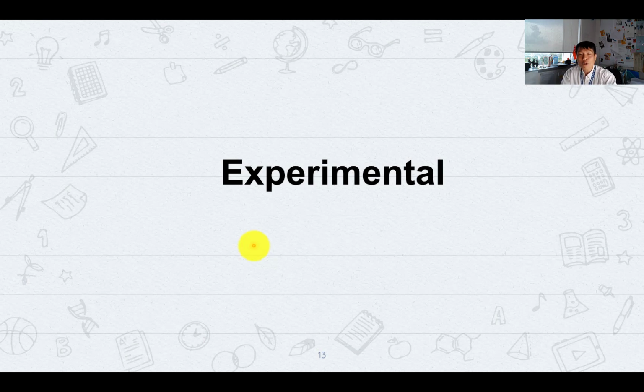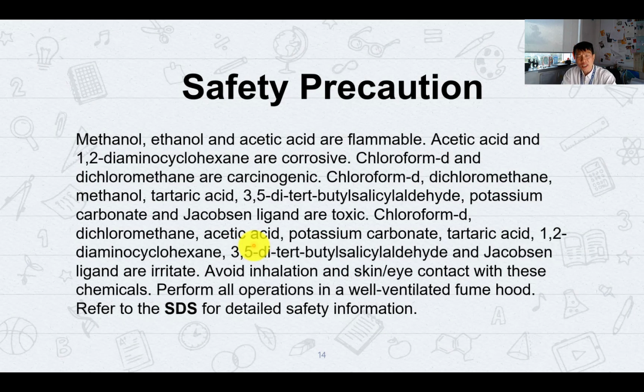So let's now go to the experimental. The first thing to do is you need to know what chemicals you'll be using in the lab. So safety precautions number 1. You can do anything right, but if safety is not right, then too bad, you have failed. Methanol, ethanol, acetic acid are flammable. Don't drink it, no matter how thirsty you are. This is vinegar, smells good, sour.